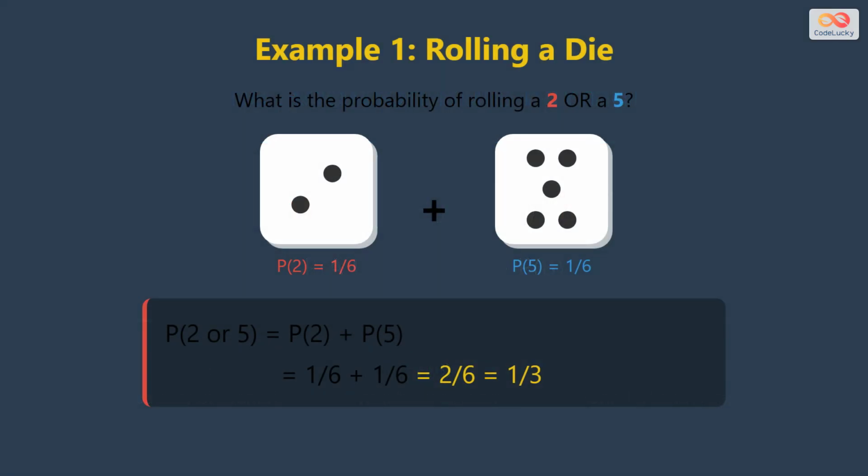Let's apply this to a real example. Imagine rolling a standard 6-sided die. What is the probability of rolling a 2 or a 5? These are mutually exclusive because a single die can't show both numbers at once. The probability of rolling a 2 is 1 out of 6. The probability of rolling a 5 is also 1 out of 6. We just add them up. 1/6 plus 1/6 equals 2/6, which simplifies to 1/3.